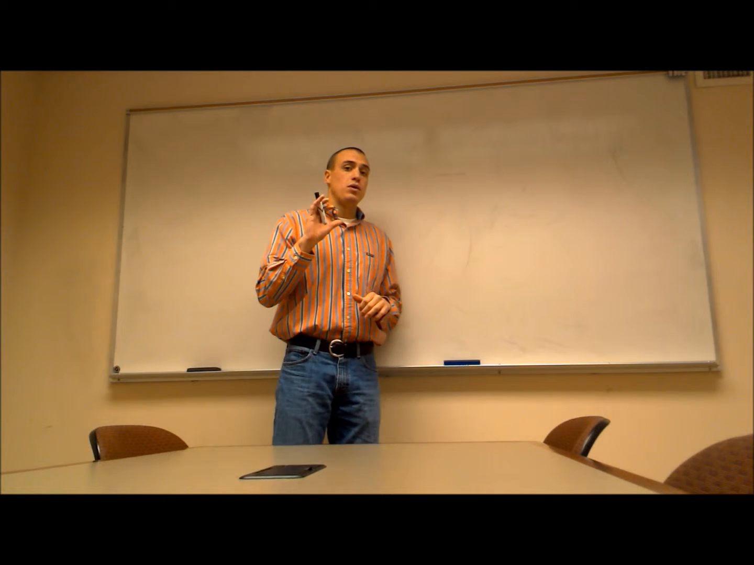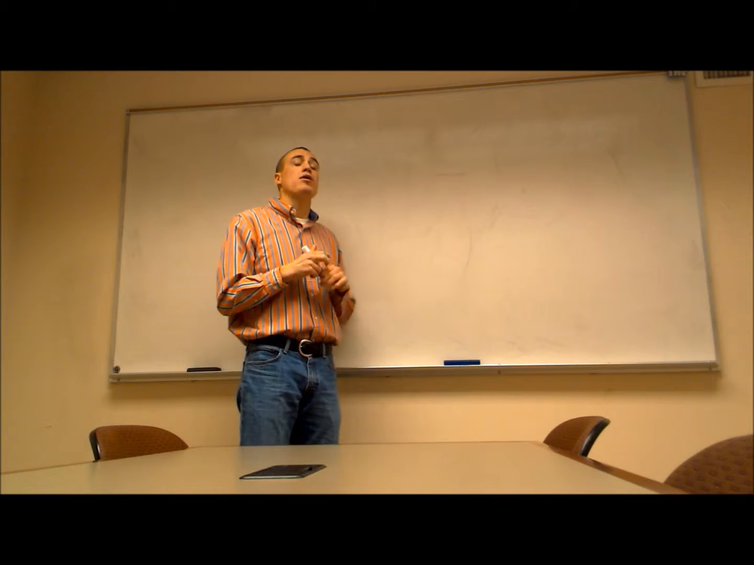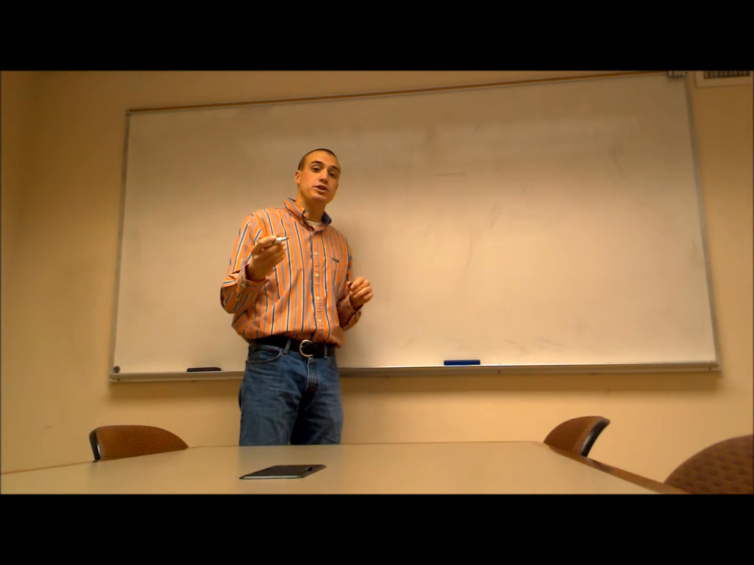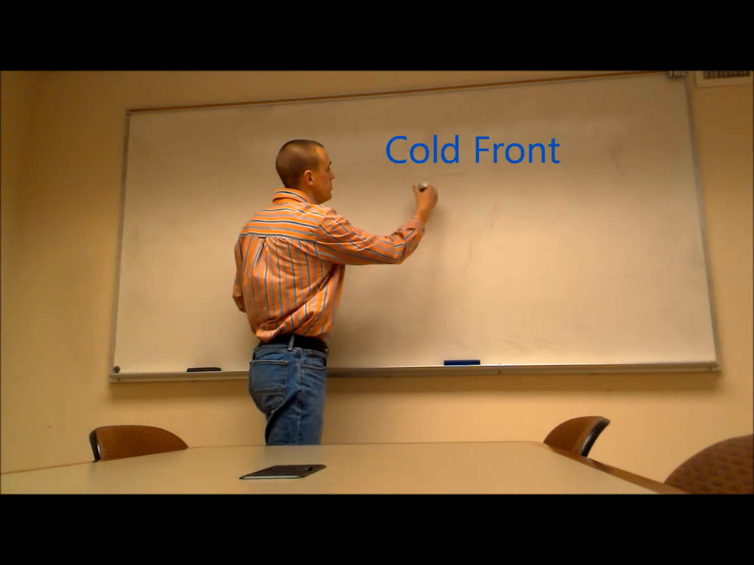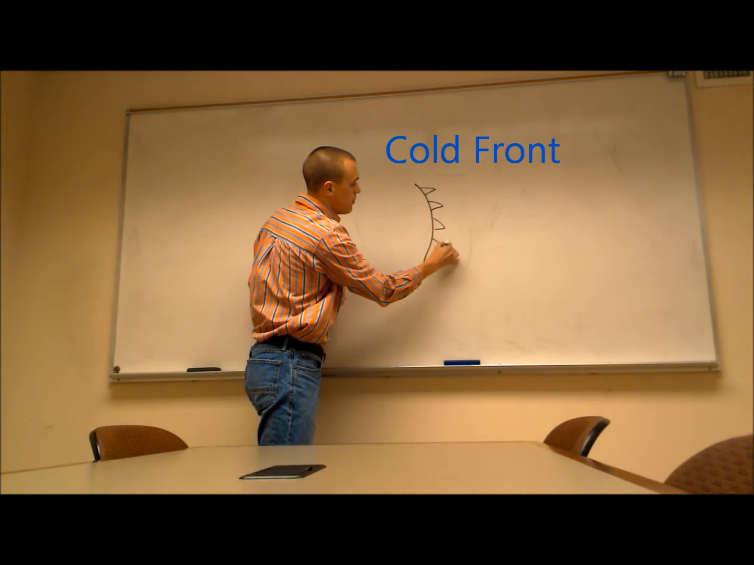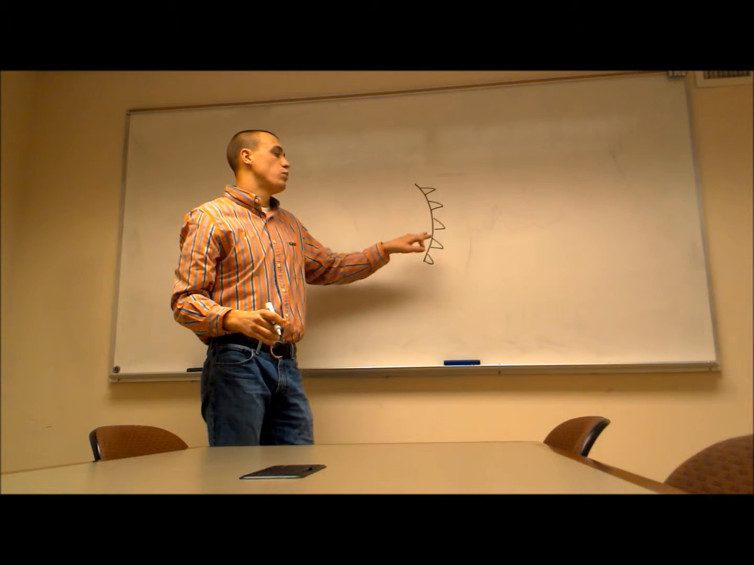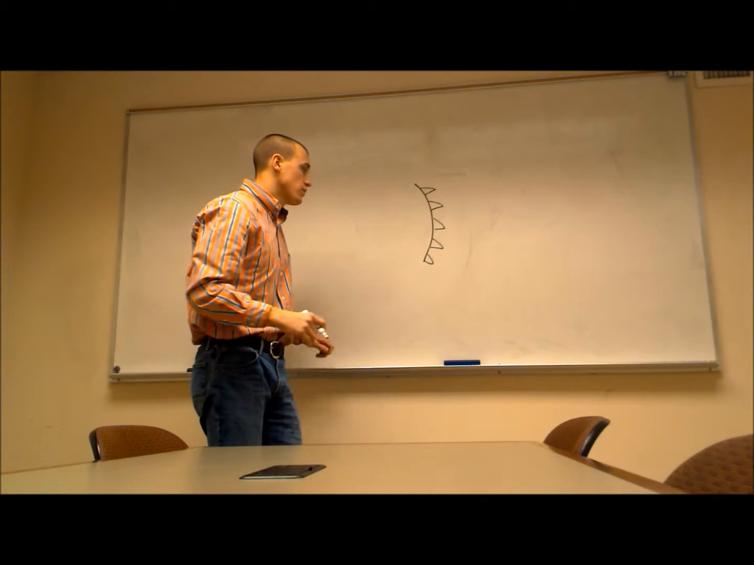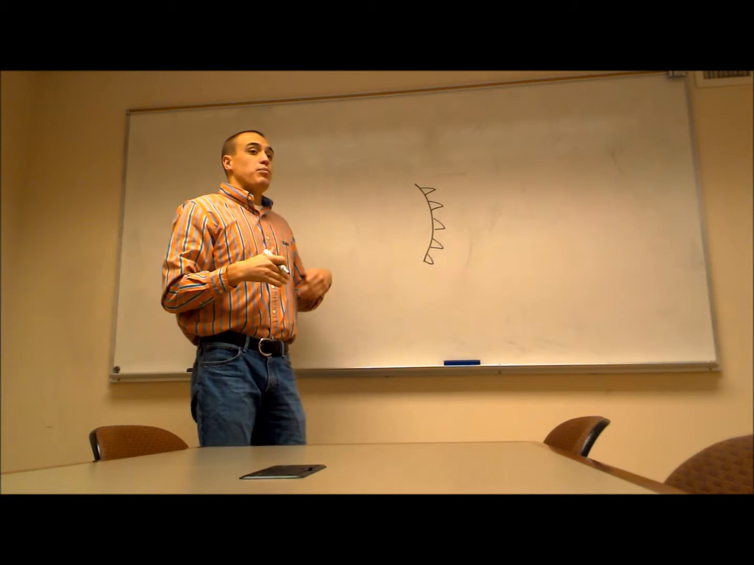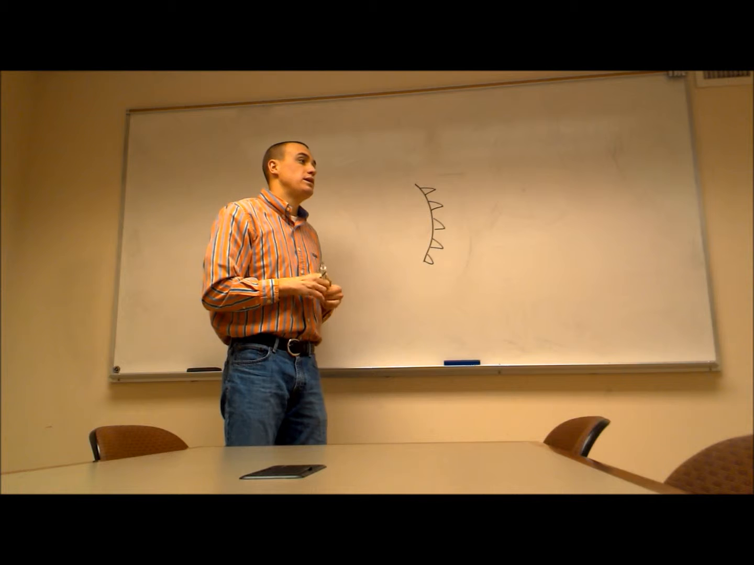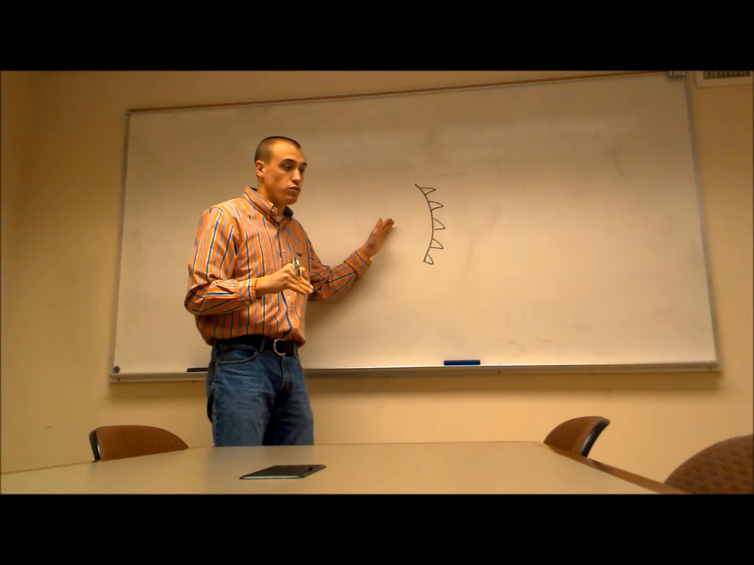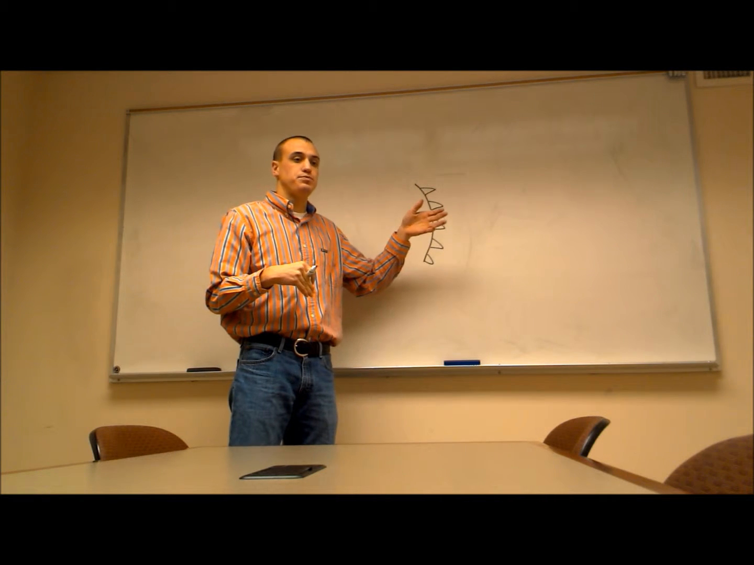Alright, so there are five basic fronts that we are going to talk about today. The first of which is a cold front. On a weather map, a cold front is represented by a blue line with blue triangles. You can probably conclude that a cold front brings cold air to an area, and it comes from a region that has cold air, such as the polar region or the Arctic region.